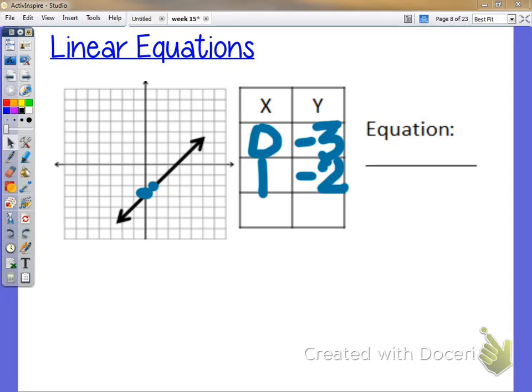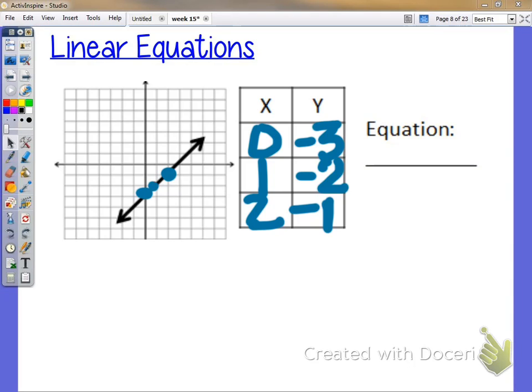And then maybe we look at this point here. I'm having trouble with this pen. We are over 2, down, what? 1. Okay, so we create the table from the graph. Is that hard yet? No, that's easy.